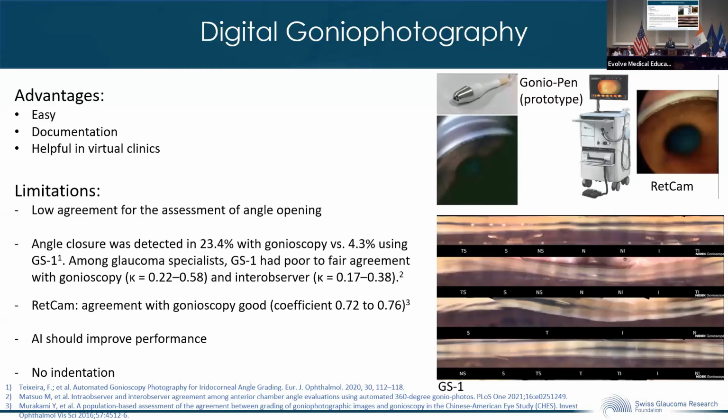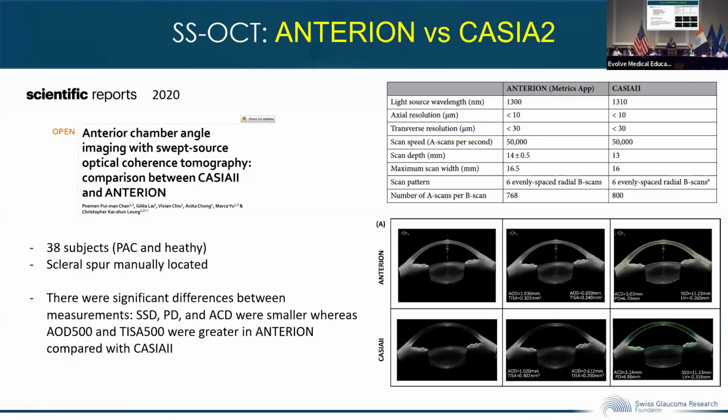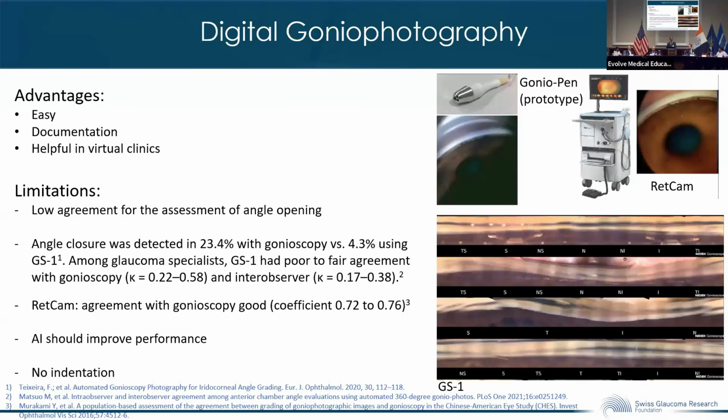There are different devices available, the RedCam or the Nidec GS1. They're easy to use. They provide you very good documentation for the future. They can be helpful in virtual clinics, especially in countries such as the UK, where a lot of virtual clinics are done. But they have many limitations. First of all, the agreement is low for angle opening assessment when different ophthalmologists look at those photos.